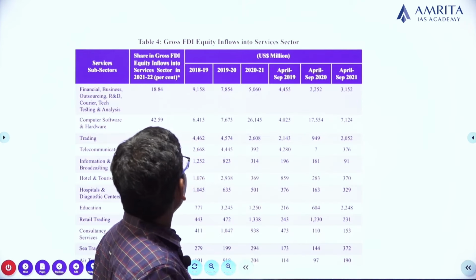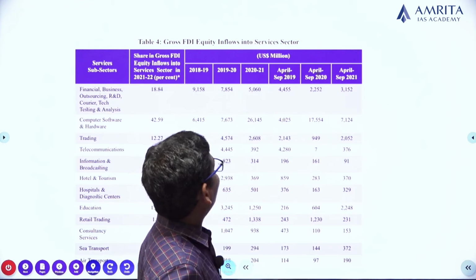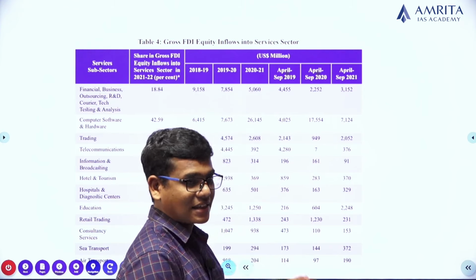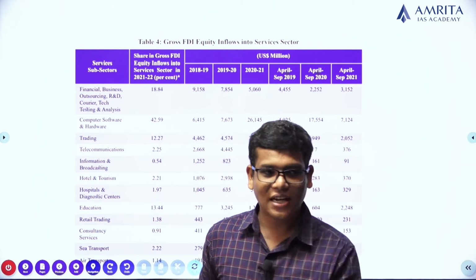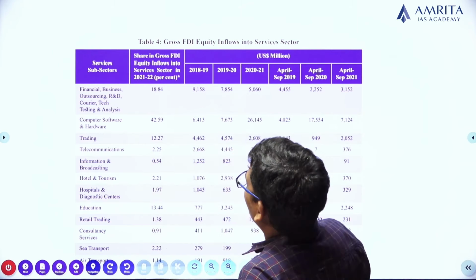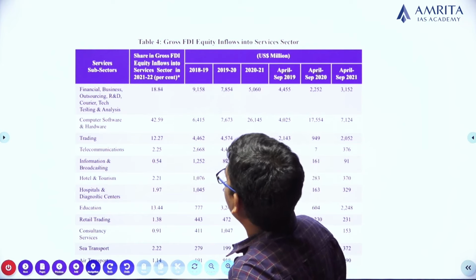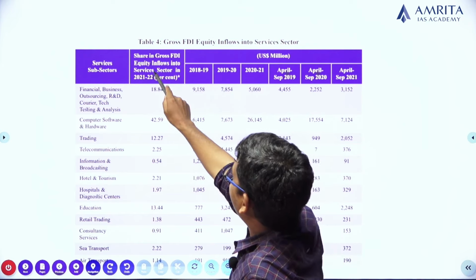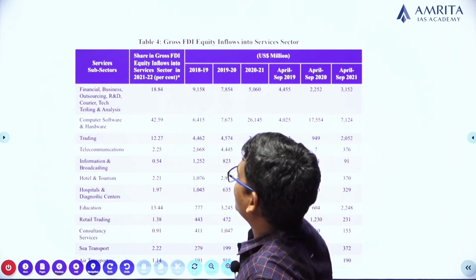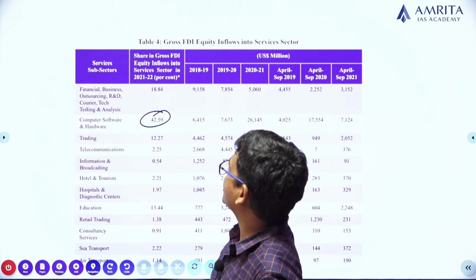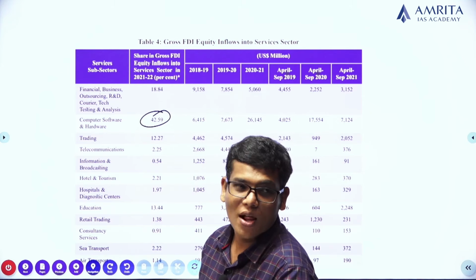Next, gross FDI equity inflows into the services sector. Why I have taken this is, normally the FDIs are increasing, and most of the FDIs you will get in the services sector only. Share in gross FDI equity inflows into the services sector in 21-22 as a percentage. You can see most of the FDIs coming into which sector.